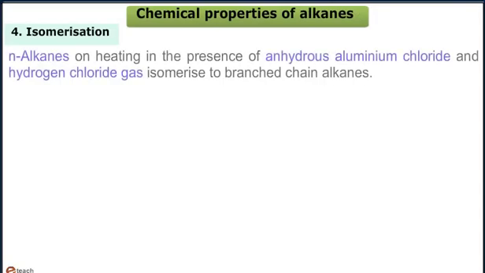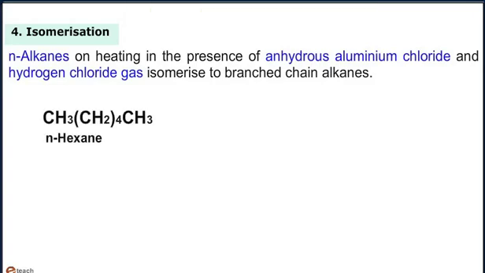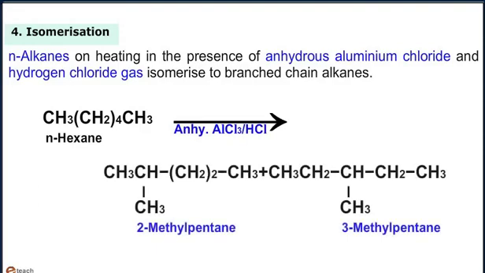Normal alkanes on heating in the presence of anhydrous aluminium chloride and hydrogen chloride gas isomerize to branched chain alkanes. Consider the reaction CH3(CH2)4CH3 in presence of anhydrous AlCl3 and HCl gives CH3–CH(CH3)–CH2–CH2–CH3 plus CH3CH2–CH(CH3)–CH2–CH3, that is 3-methylpentane. The fifth reaction is aromatization.